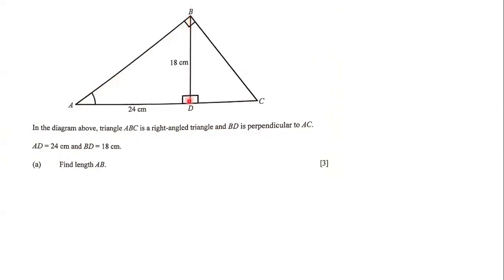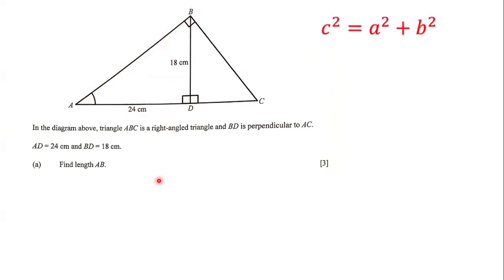And notice here that we have a right angle triangle. We know what this is. This is 18. And we know that this side is 24 centimeters. But what is the length of the hypotenuse? What is the measurement of this side? And that's what we have to figure out.